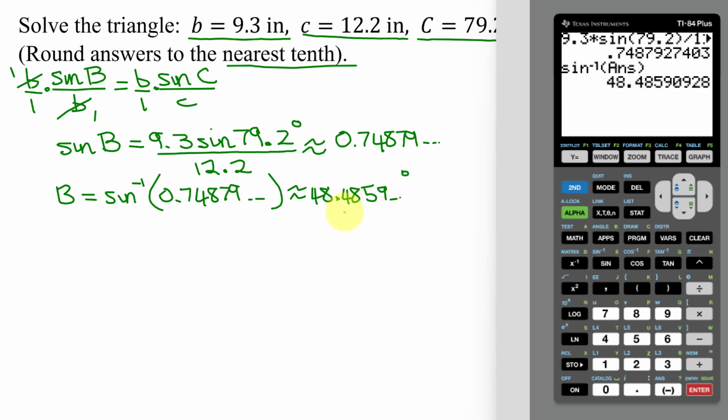And I'm told to round to the nearest tenth. That's the position of the 4. The 8 is going to round that up. So I know that B rounded is going to be 48.5 degrees.